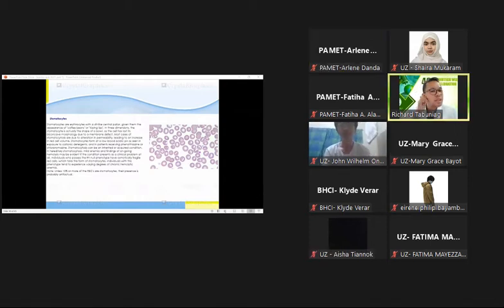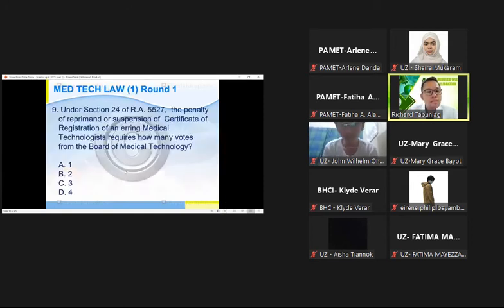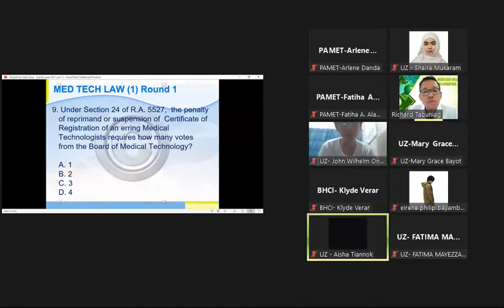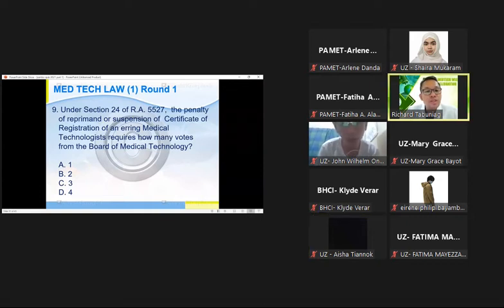Okay, let's proceed to the next two questions. Number 9, under MedTech law. Under Section 24 of RA 5527, the penalty of reprimand or suspension of certificate of registration of an erring medical technologist requires how many votes from the Board of Medical Technology? A, 1, B, 2, C, 3, D, 4.